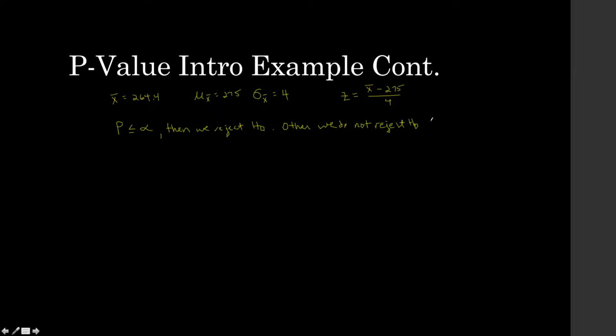So first things first, we have to find this observed value. That's what we use to get the p-value. So we're going to take our x bar here and substitute it into our formula: 264.4 minus 275 all over 4. We did this in the last problem too, in the critical value approach. We just went about it a little differently.